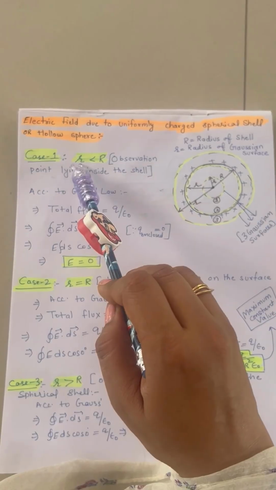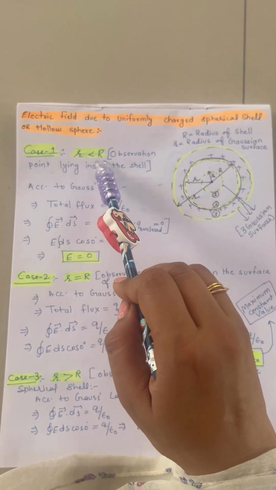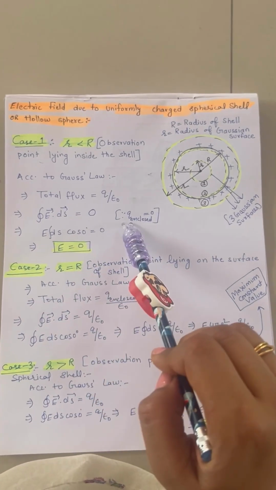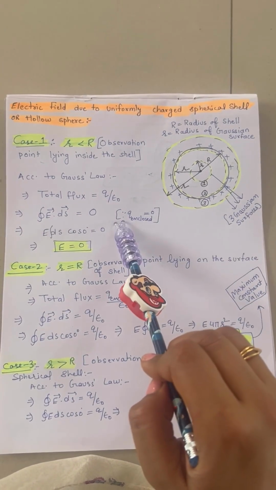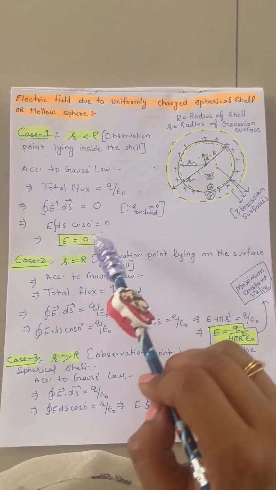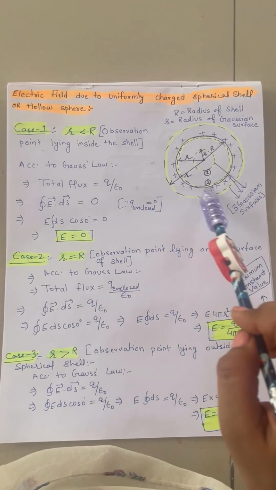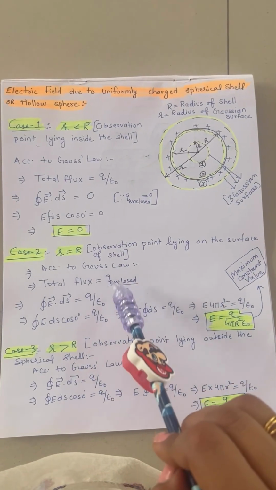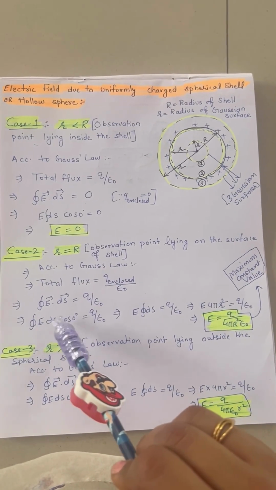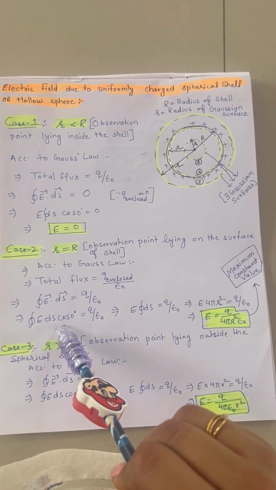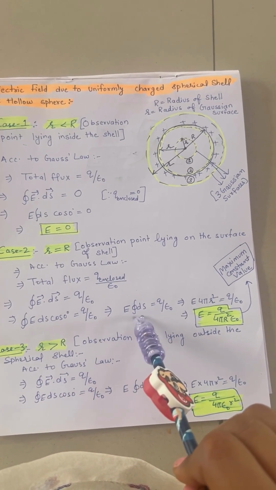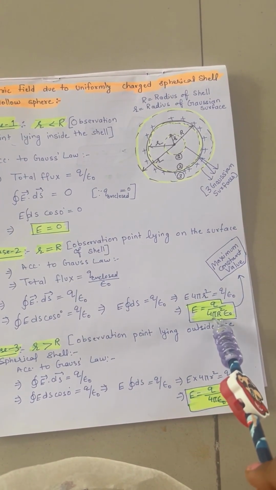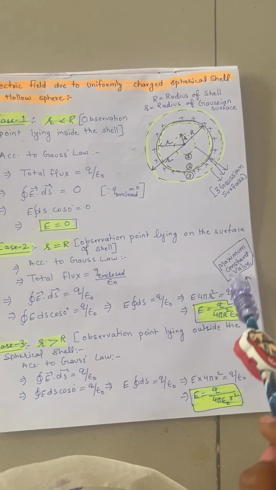r less than R means the observation point is lying inside the shell. So there again, according to Gauss theorem, the total flux is equal to q by epsilon naught, but q is 0 inside the shell, so the net field will be 0. Then second, on the surface, there the q enclosed is q on the shell, and the net electric field comes out to be, integration of ds is 4πr², and E is q upon 4πr² epsilon naught, where small r is equal to capital R.